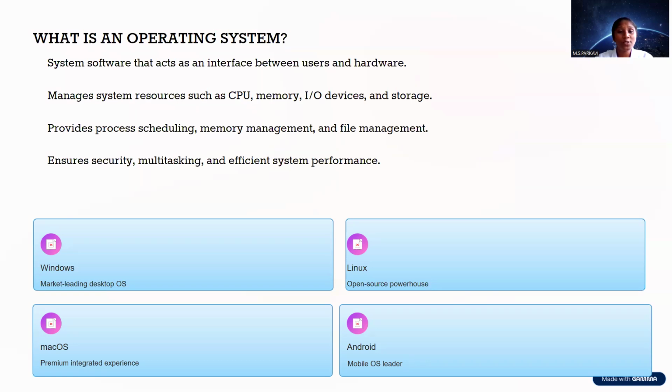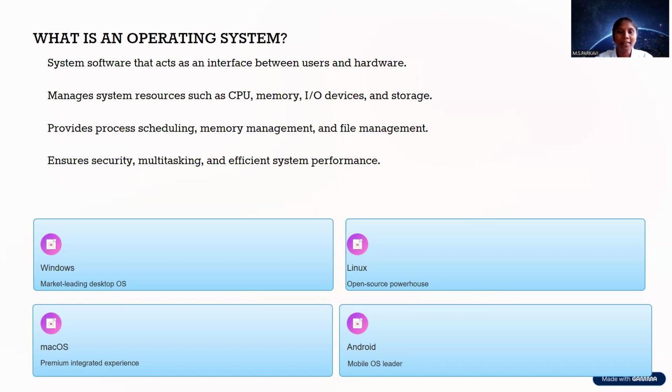Operating system is nothing but a system software that acts as an interface between user and hardware. And it also manages system resources such as CPU, memory, I/O devices and storage. And it is used to provide process scheduling and memory management and file system. And lastly, it ensures security and multitasking and efficient system performance.